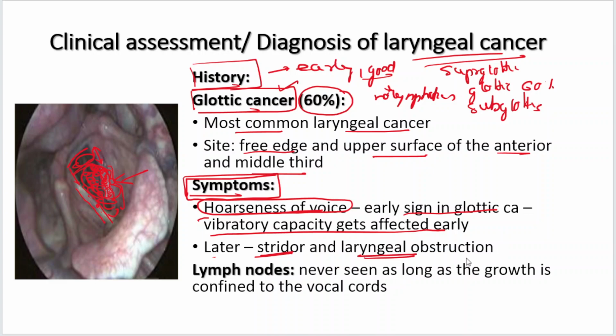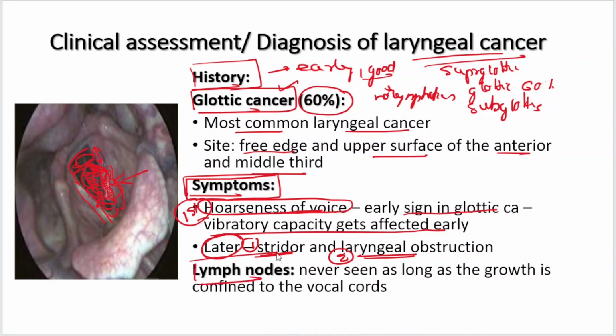"I'm not able to breathe properly. If I walk a little bit, I get a lot of breathlessness." So breathlessness, shortness of breath on exertion. These are the later presentations. One is stridor and laryngeal obstruction causing breathlessness. These are the late presentations. The first and earliest presentation is hoarseness of voice.